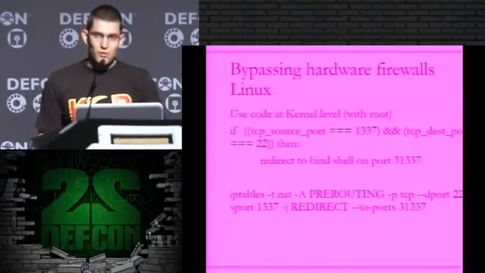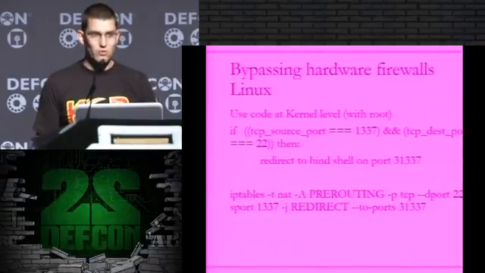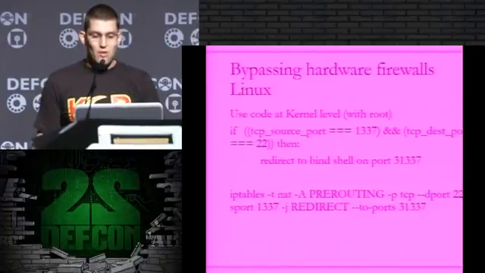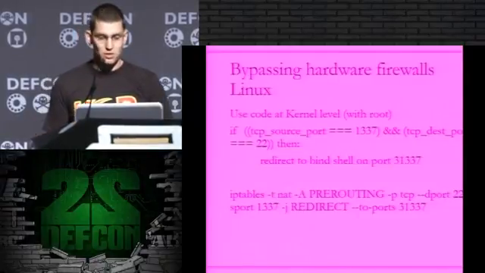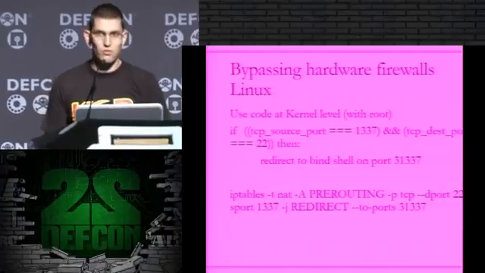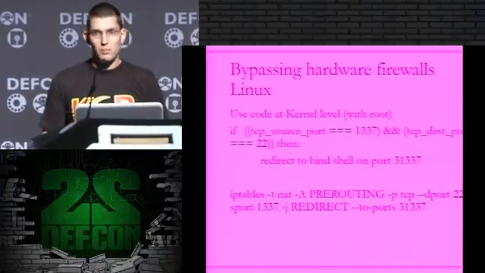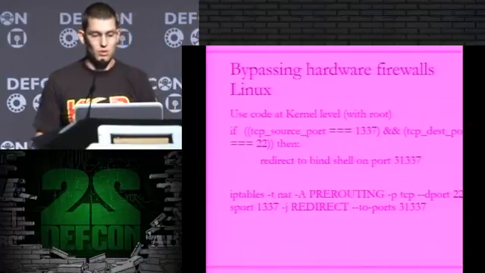So, if you want to implement this on a Linux machine, it's pretty easy. It's really one line of iptables code. Let's say that every packet with destination port 22, SSH, which is coming from source port 1337, should be redirected to my bind shell, which is on 31337. Easy peasy. But not on Windows. You don't have iptables on Windows.